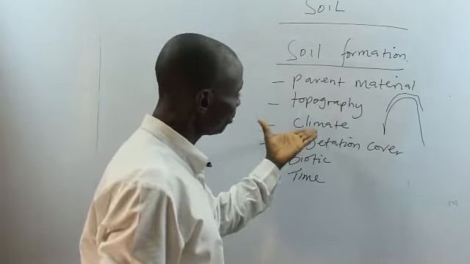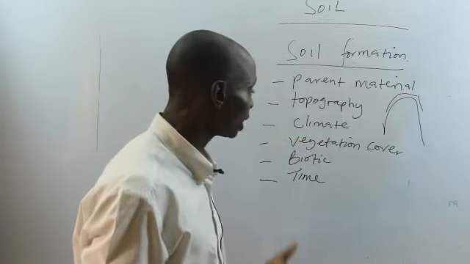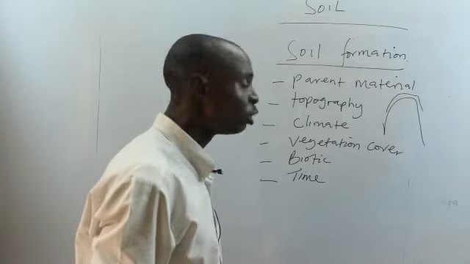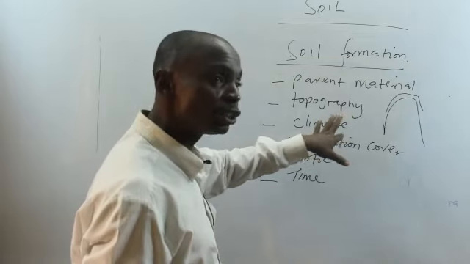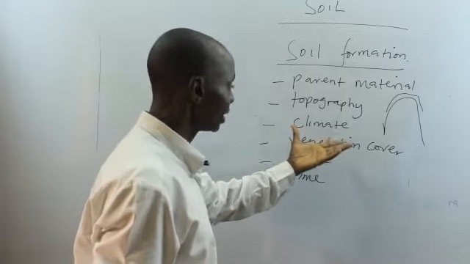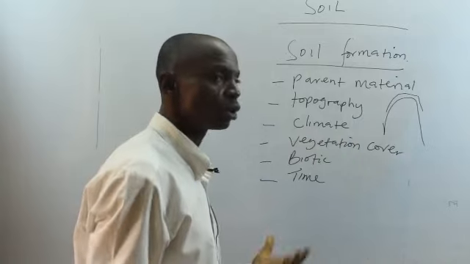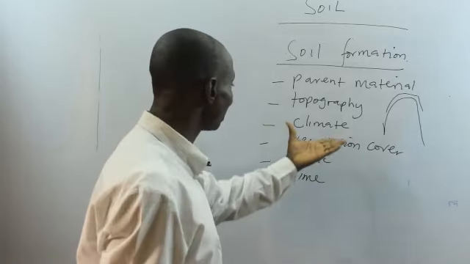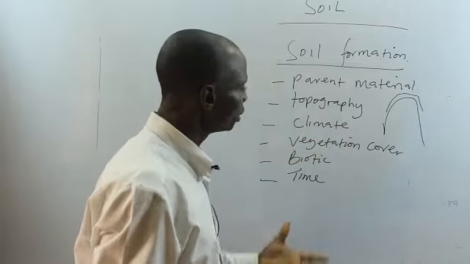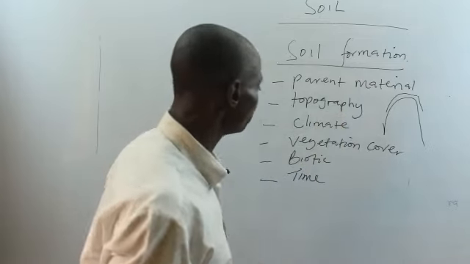Then we talk about climate. When we are talking about climate, we look at climatic conditions. Climatic conditions like what? Like rainfall, climatic conditions like temperature. All these play a very good part in soil formation. So where the climate at times is harsh, it may not encourage soil formation. But where the climate is favorable, enough rainfall, enough temperature, favorable wind, all these encourage soil formation.